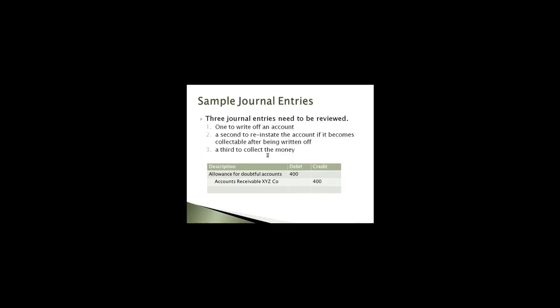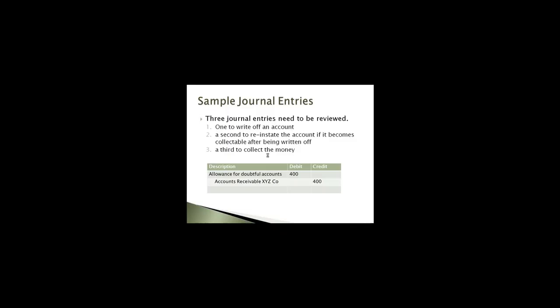As accounts become uncollectible, we will enter the journal entry below to write off a particular account. In this example, XYZ Company owes us $400, and it's been determined that this amount cannot or will not be collected, so that we need to get the account receivable off our books. To do this, we will debit the allowance for doubtful accounts for the amount owed and credit accounts receivable, in this case, for $400.